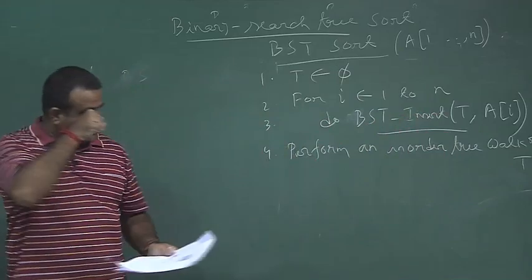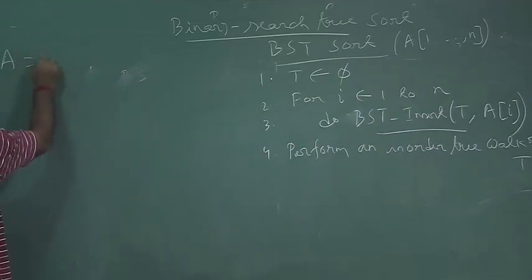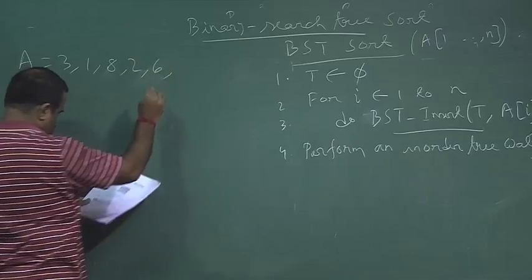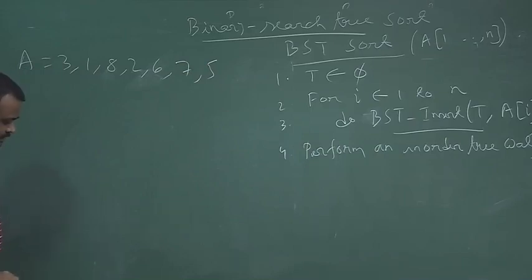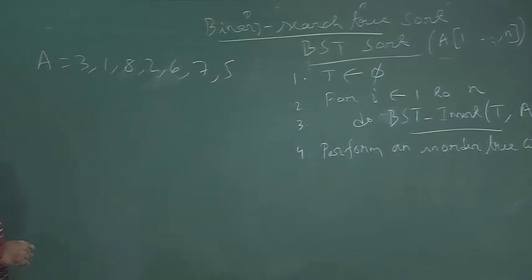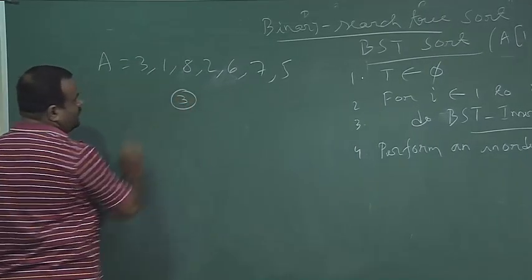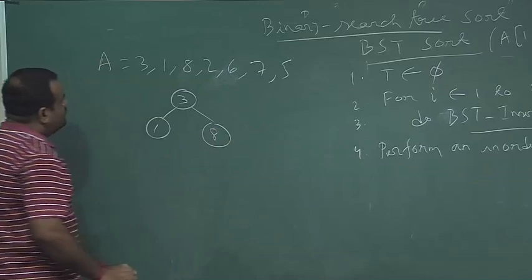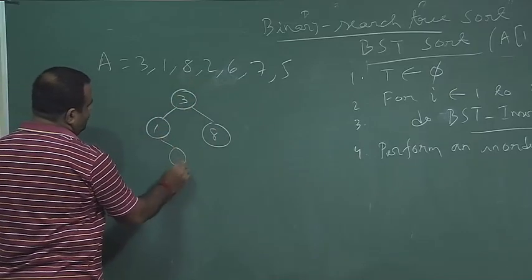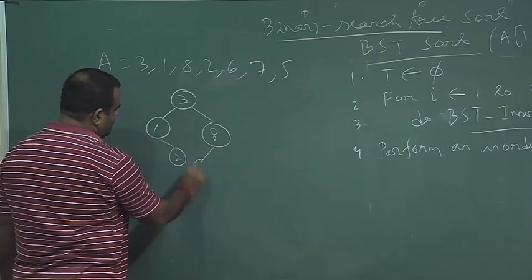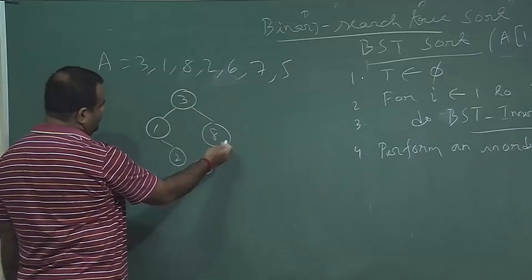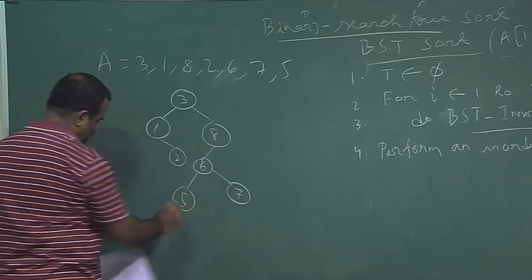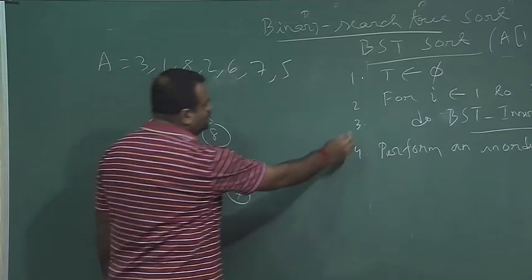Okay. For example, suppose we are given 3, 1, 8, 2, 6, 7, 5. Suppose this is our array, the elements we need to sort. First the tree is empty and we need to form the tree using tree insert. So 3; then 1 is less than 3, so we put it here; then 8. Then 2 is less than 3 but greater than 1. 6 is greater than 3 but less than 8. 7 is greater than 3, less than 8, greater than 6. Then 5 is greater than 3, less than 8, less than 6, so 5 goes here. So this is the tree after the BST insert.